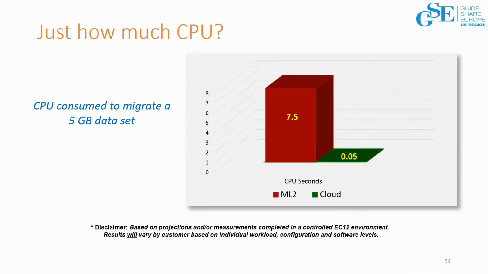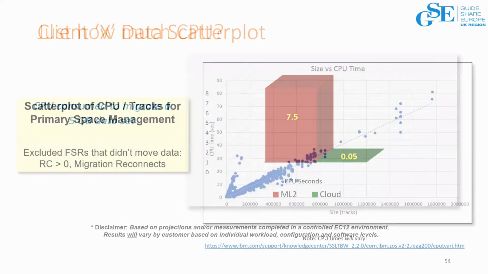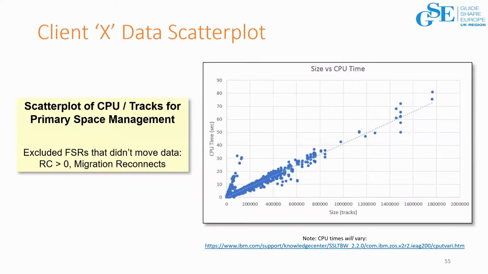This slide shows results of some internal IBM testing. Migrating a 5 GB data set to ML2 took about 7.5 CPU seconds, where migrating the same data set to cloud took only 0.05 of a second. And this scatter plot of data sets that were migrated during primary space management gives some helpful information.